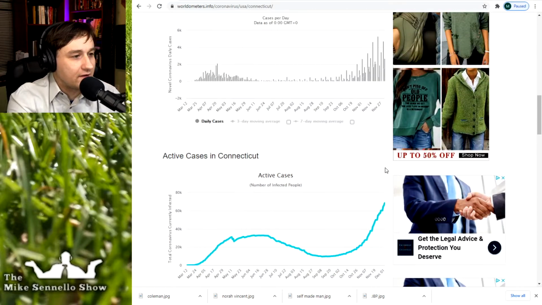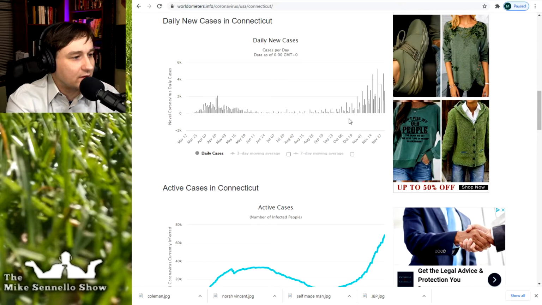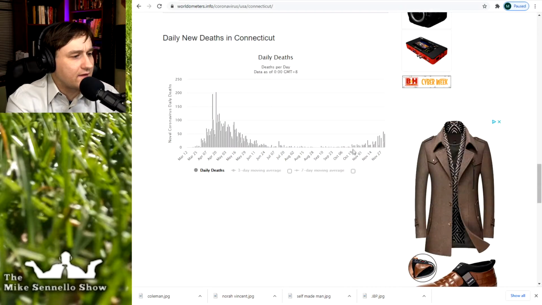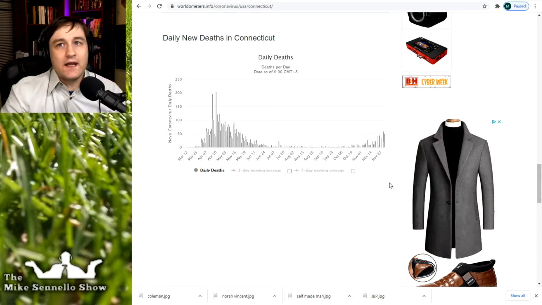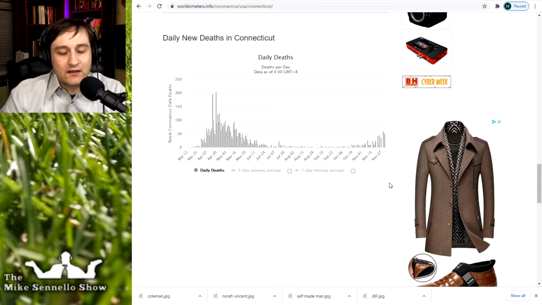So what we can do is say, well, when did daily new cases start to increase in Connecticut? That was probably around the beginning of October, maybe late September. When did the deaths start to uptick? That's about the third week or so in October. So in every case, we're about 2 to 3 weeks behind our cases.